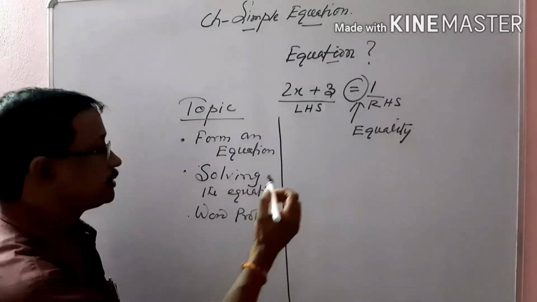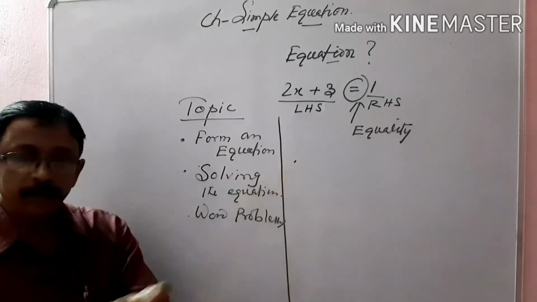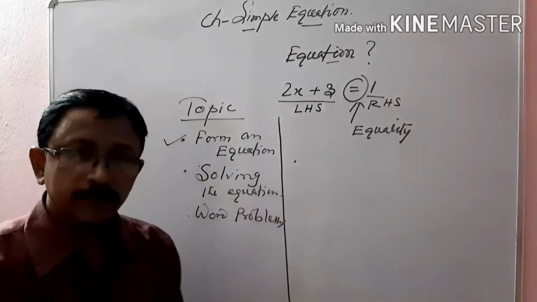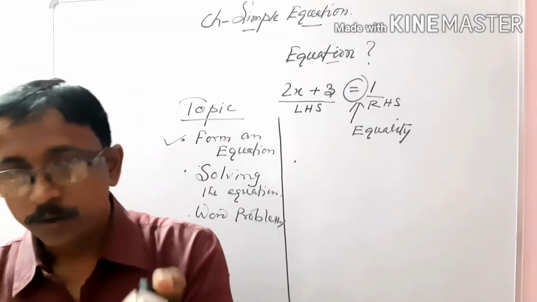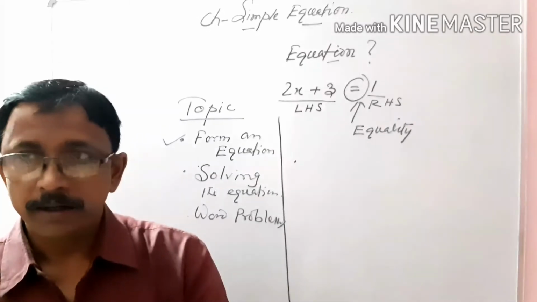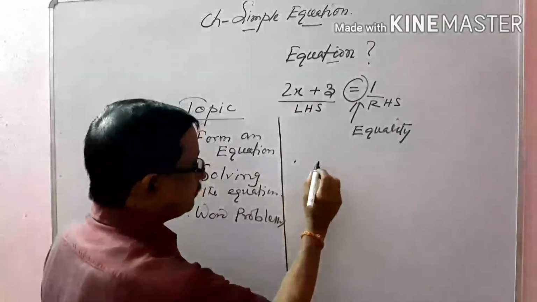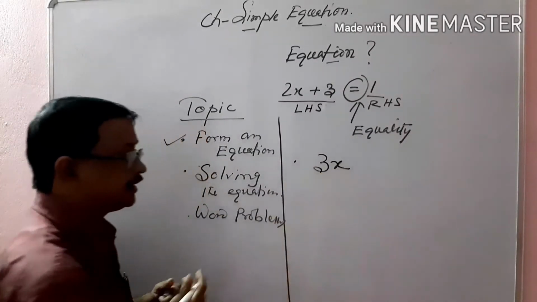Now I am writing one equation. I am giving you one statement to understand how to form an equation: the sum of 3 times a number with 11 gives 32. Taking this statement, 3 times a number, that number we consider as x.